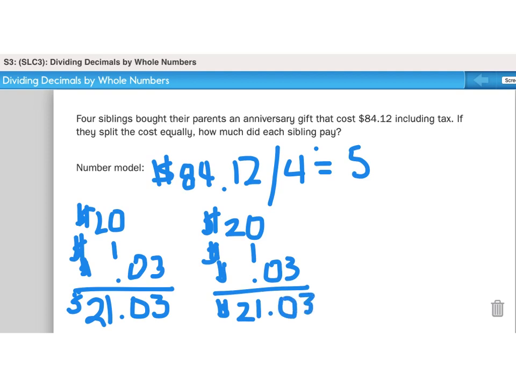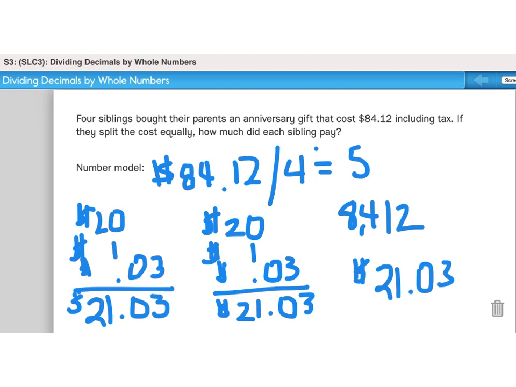The other way you could have thought about it is thinking about that total amount as pennies. So if you did it thinking about pennies, you could say they had to pay 8,412 pennies total. So if you did partial quotients division to divide 8,412 by 4, you would end up with 2,103 pennies, or $21.03.